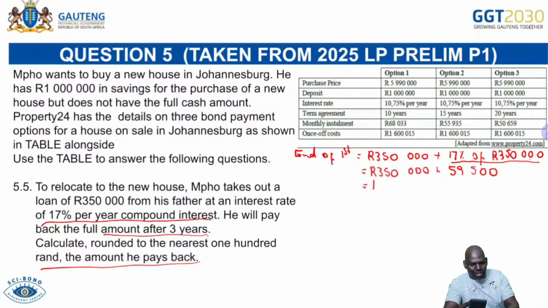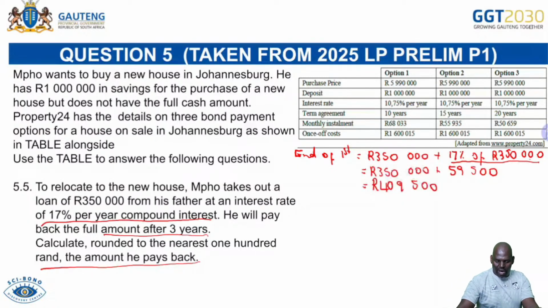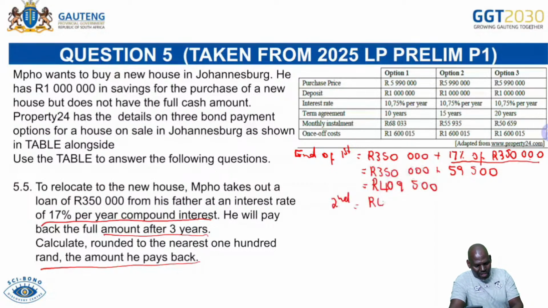Then it's 409,000. 409,500. Okay, this will be at the end of the first year. And then second year, it's 409,500 plus 17% of 409,500.